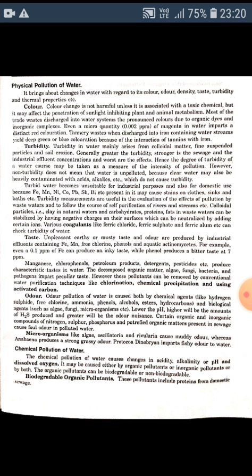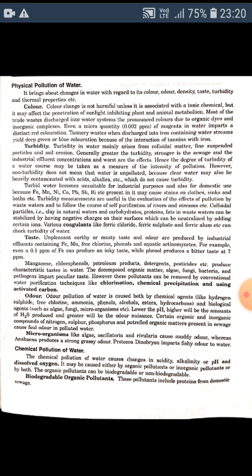Pollution means the presence of any toxic substance in water that degrades the quality to constitute a hazard or impairs its usefulness. Water pollution can be classified into four categories: physical pollution, chemical pollution, biological pollution, and physiological pollution.